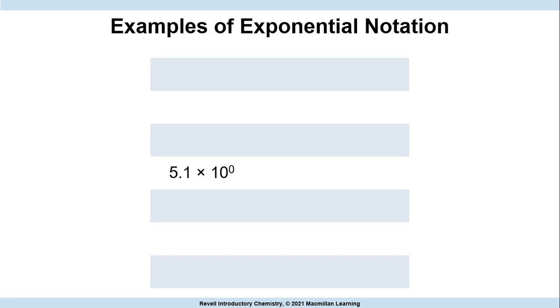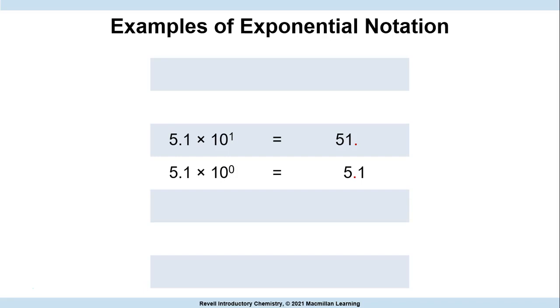Now, let's look at examples of exponential notation. We are going to start with 0. So 5.1 times 10 raised to the power 0. Remember, I've said anything raised to the power 0 is 1. So 5.1 times 10 raised to the power 0 is going to give us 5.1. Okay. Now, let's look at a second example. We're going to look at 5.1 times 10 raised to the power 1. That is going to give us 51, because 10 raised to the power 1 is 10 times 5.1, that's going to give us 51.